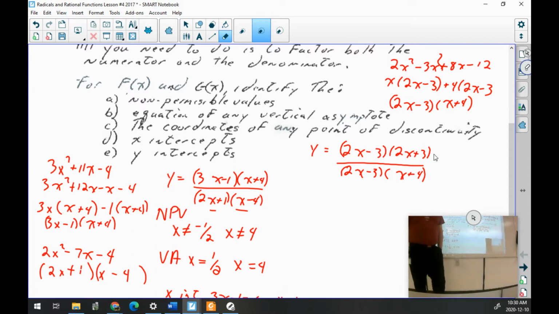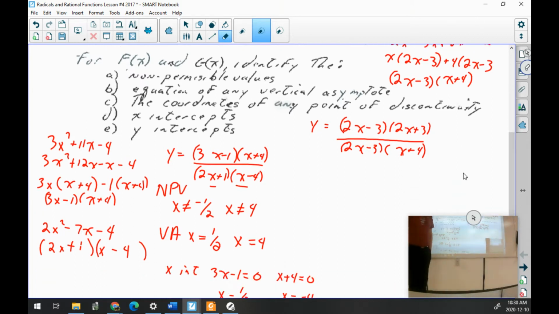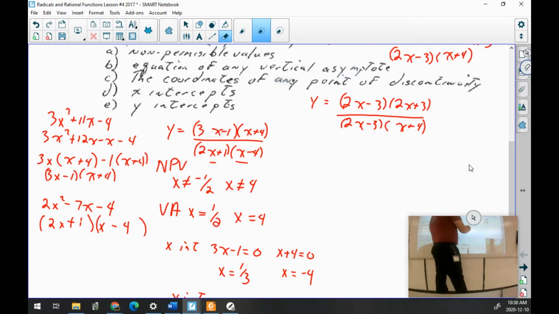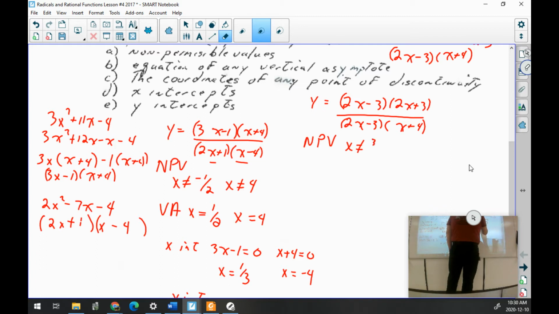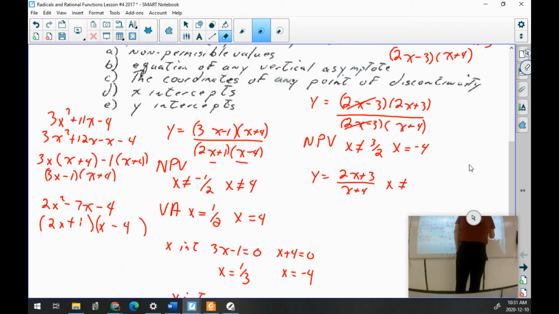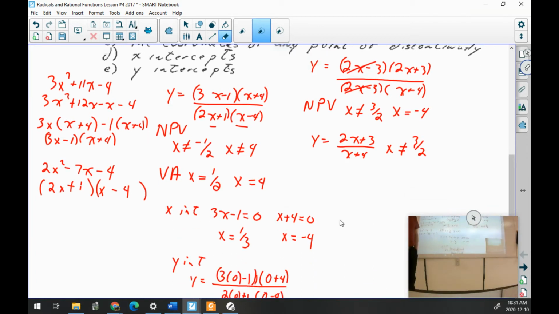Now, before I go ahead and cross stuff off, I'm going to state the non-permissible values. X cannot equal 3 halves. X cannot equal negative 4. I am able to reduce this. Y is equal to (x plus 3) over (x plus 4), x cannot equal 3 halves. So now we've got our reduced form.